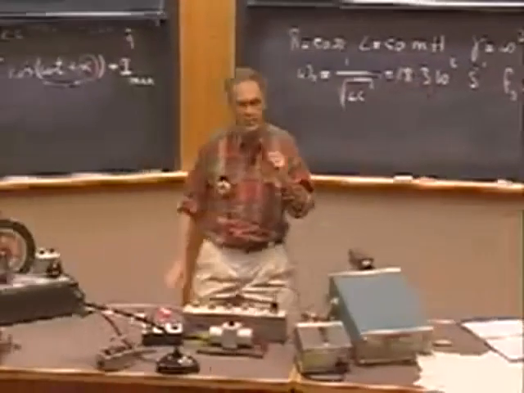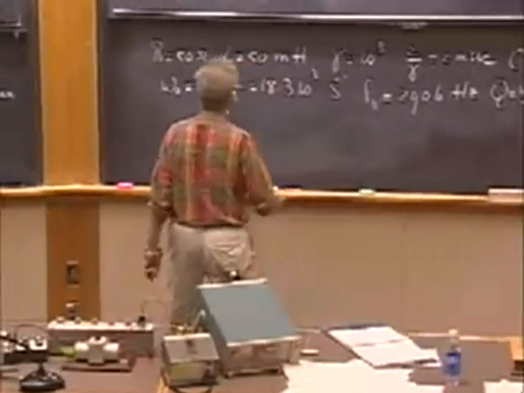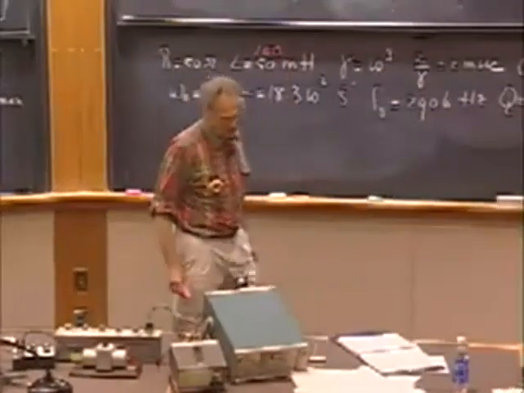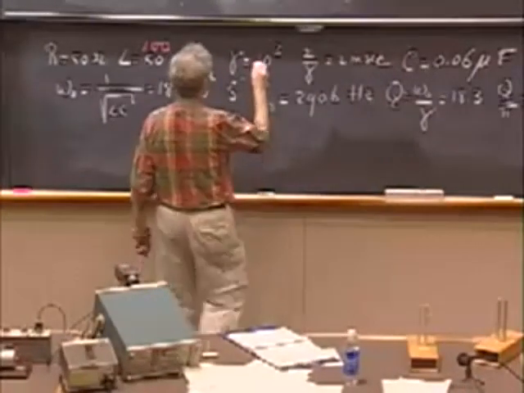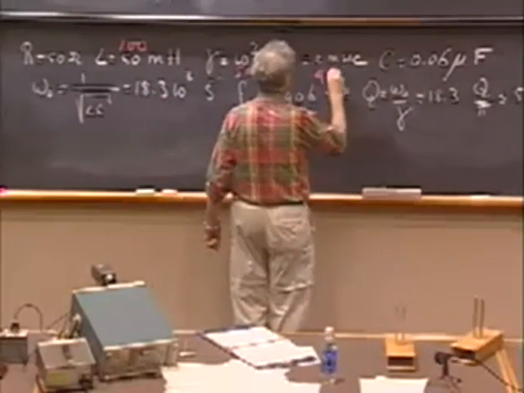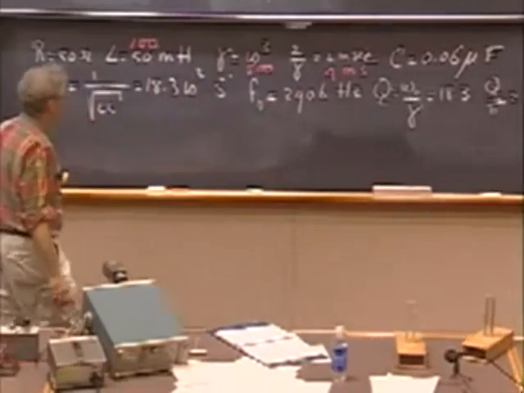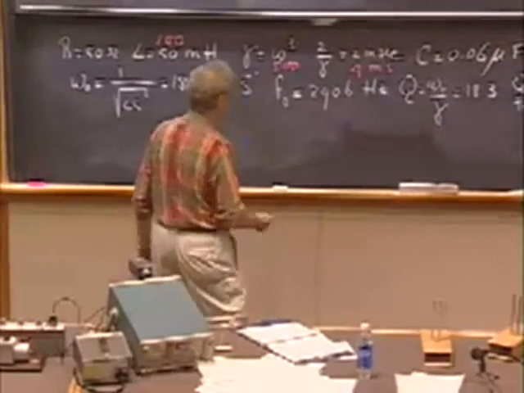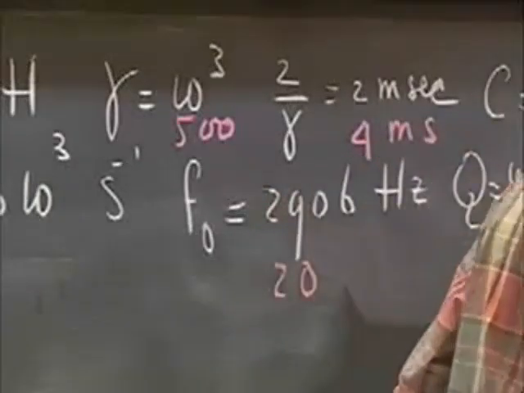However, while we're at it, I'm going to kill 2 birds with 1 stone. I'm then going to make this 100 millihenry a little later, which changes the gamma. The gamma becomes 500. The decay time then becomes 4 milliseconds. I'm not going to change C. So the frequency goes down by the square root of 2. That becomes 2055.